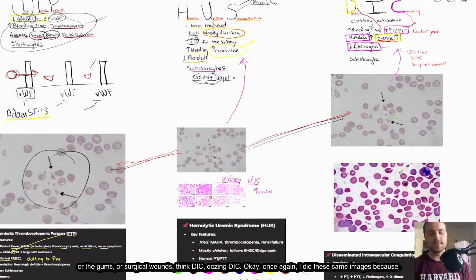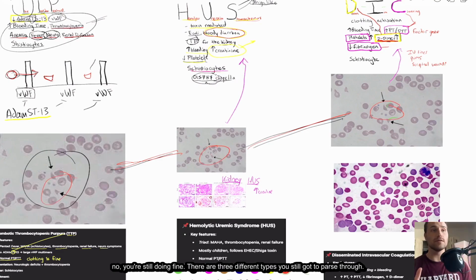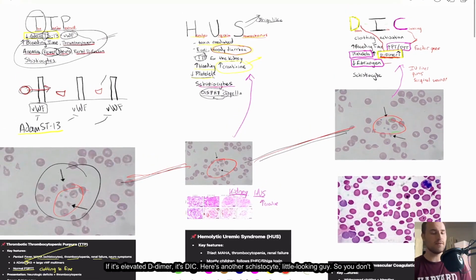Oozing, DIC. Okay, once again, I did these same images because I want you to know that you see a schistocyte and you think, oh, I should have known better. No, you're still doing fine. There are 3 different types you still got to parse through. If it's an elevated D-dimer, it's DIC.